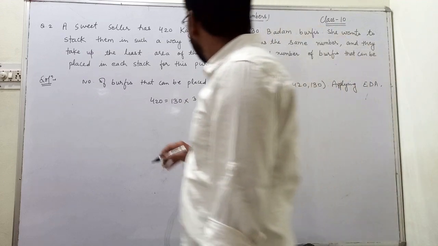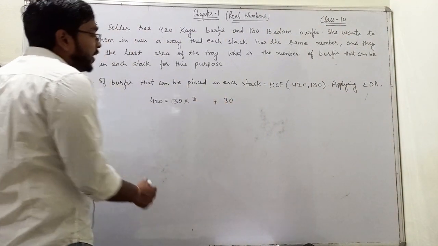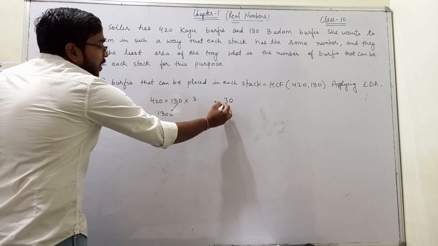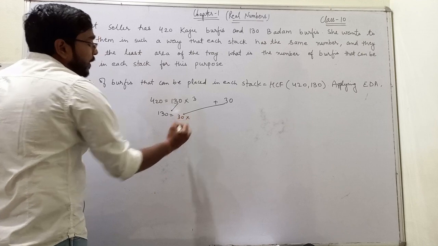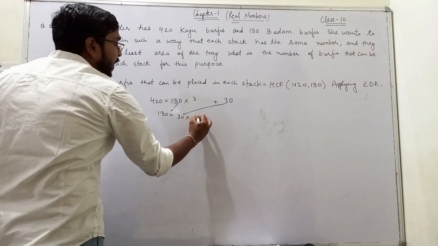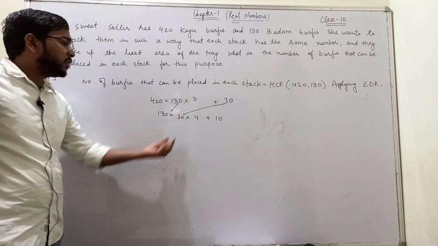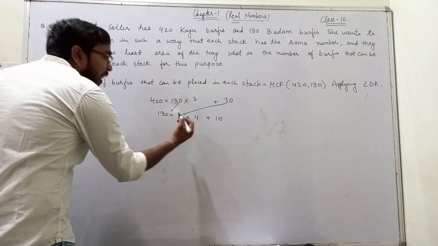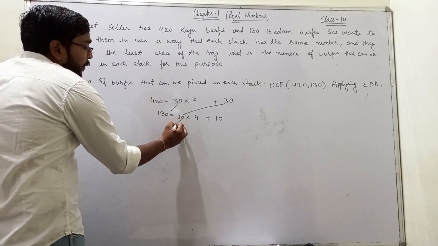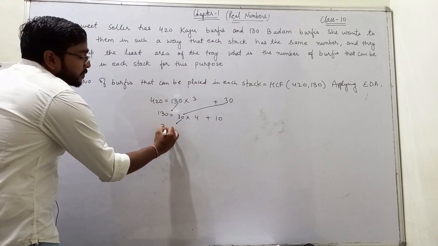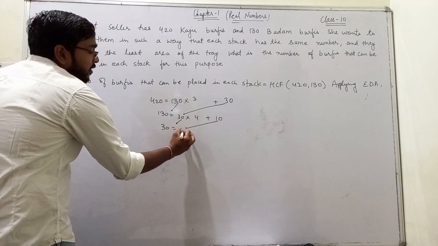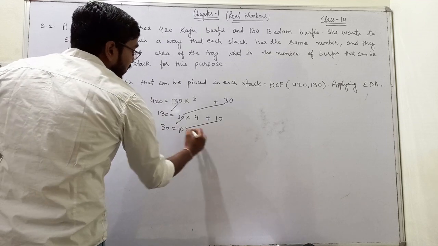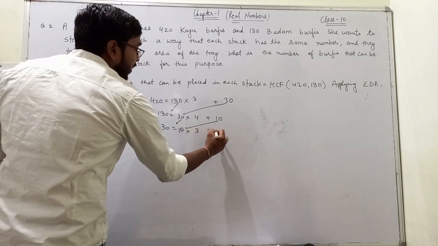Now the remainder is a non-zero quantity, so what will we do? We will replace the dividend by the divisor and the divisor by the remainder. Now 30 divides 130 4 times and the remainder will be 10, since 30 times 4 is 120 and 130 minus 120 is 10. Again the remainder is non-zero, so we replace the dividend by the divisor and the divisor by the remainder. And 10 divides 30 completely 3 times and the remainder is 0.